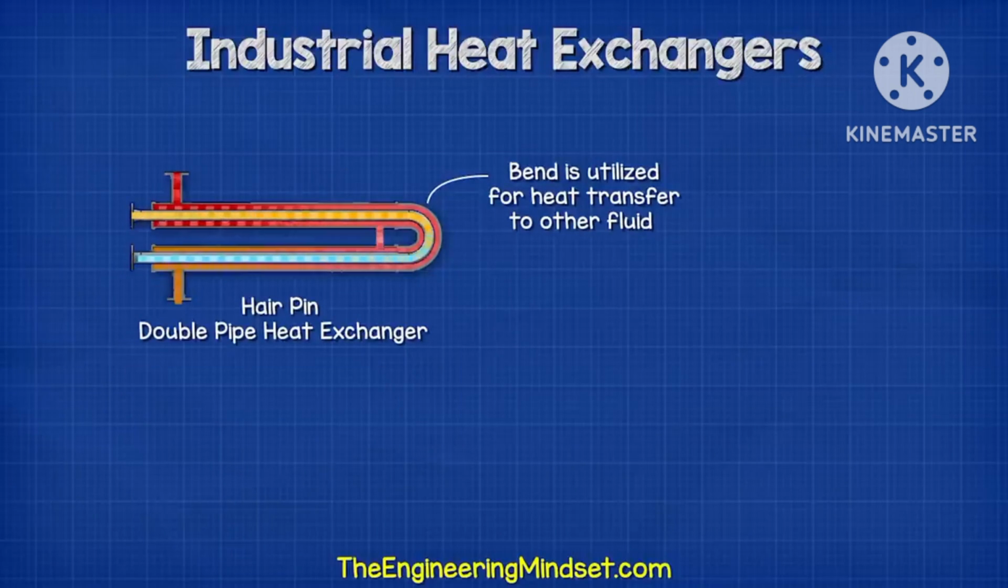Other designs like this hairpin type heat exchanger, which are often found in oil refineries, will encapsulate the bend to fully utilize the surface area for heat transfer.